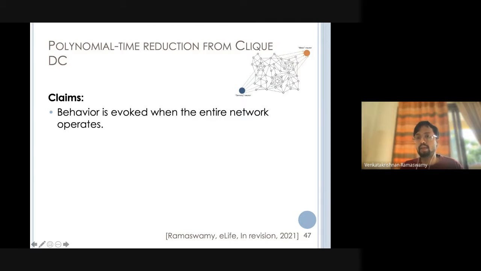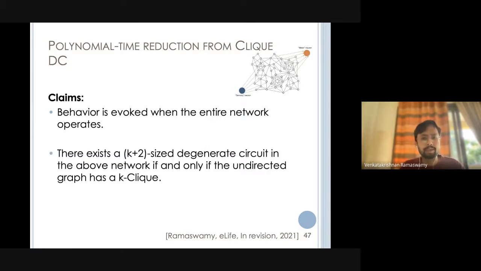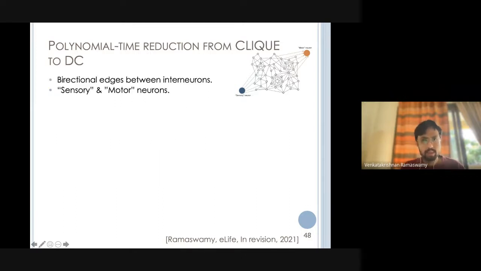And that will cause the behavior to be executed. So it's a very simple circuit, right? So one, behavior is evoked when the entire network operates, but furthermore, what the construction will ensure is that there exists a k+2 size degenerate circuit in the above network if and only if the undirected graph has a k clique, right? And this is how that goes.